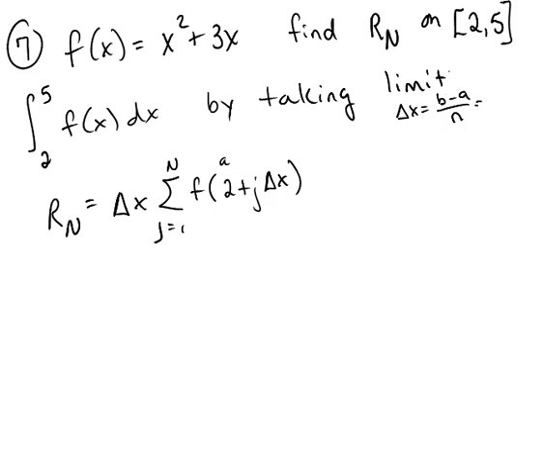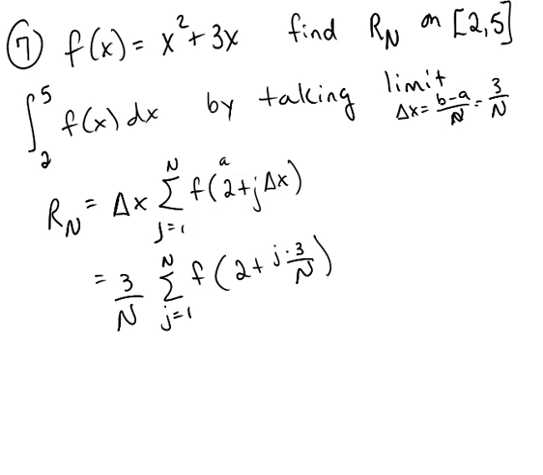N is, in this case, unknown. That's a capital N. So this is going to be 3 over n. All right, so this is going to be 3 over n, and the sum as j goes from 1 to capital N of f of 2 plus j times 3 over n. Okay, so that looks pretty scary.